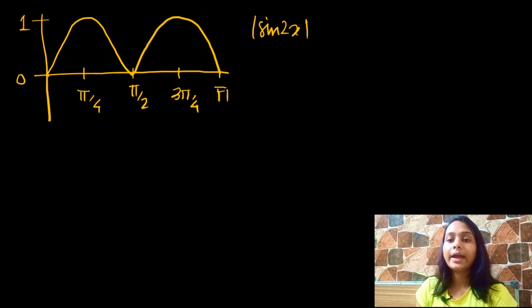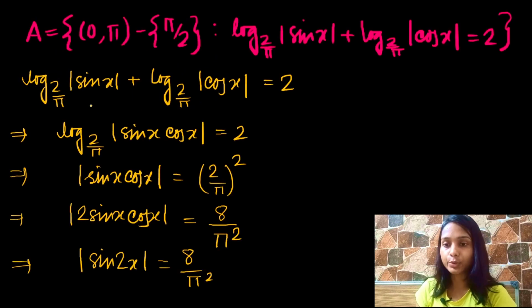Okay, and also mod of sin 2x was equal to 8 by pi square. Now pi has the value 3.14, so pi square has the value approximately around 9, so it is obviously less than 1.